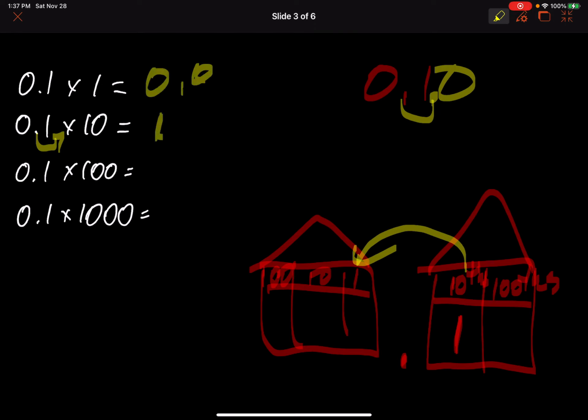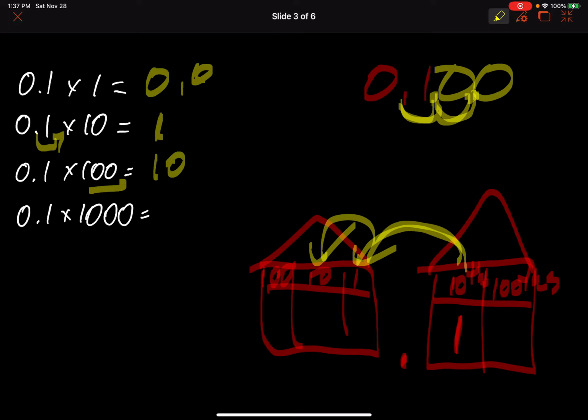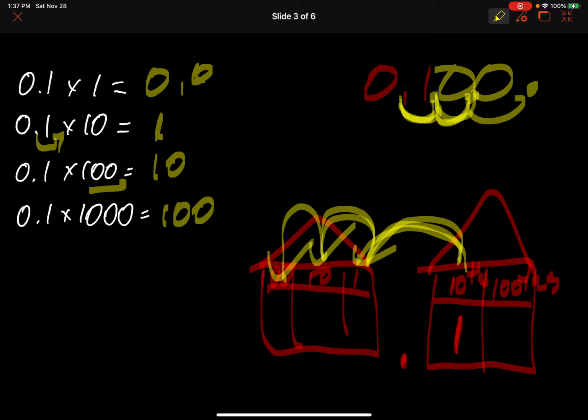Okay, if I'm going to multiply by 100, I shift that decimal again because I shifted the 2 zero places, right? And so this would be moved to the tens place. And then the thousand, same thing. I can move the decimal 3 places, or I can do 1, 2, 3 like that. And I know that it's 100.